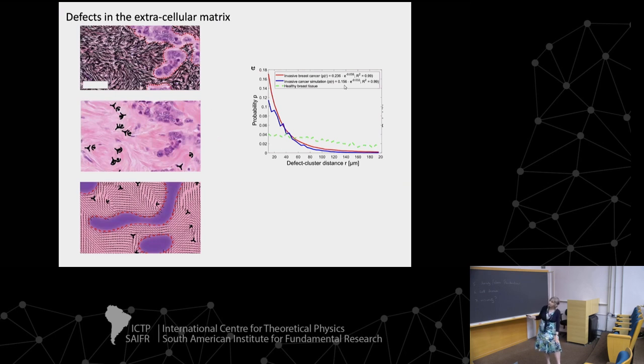Just the last slide is that you can look at defects in the extracellular matrix, and they tend to cluster around the cancer clusters. They're found much more close to the cancer clusters, both in the simulations and in the experiments, again, tending to suggest that you're getting stressors from the active cancer clusters. If you look at this in situ stuff, which is not malignant yet, you don't get this upturn in the number of defects.